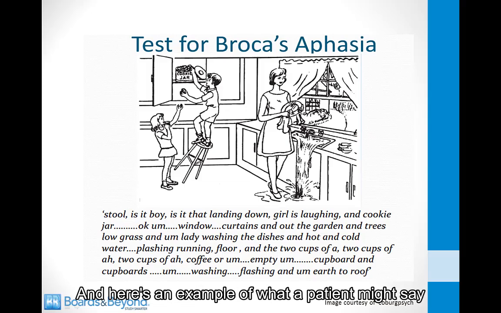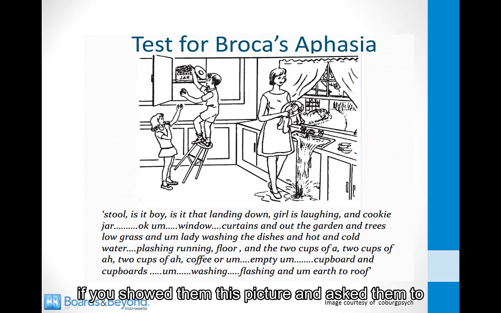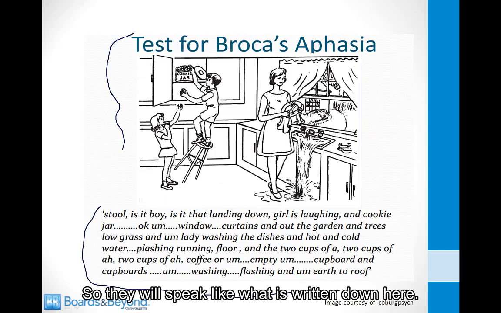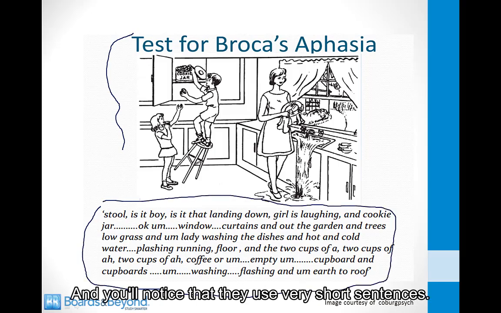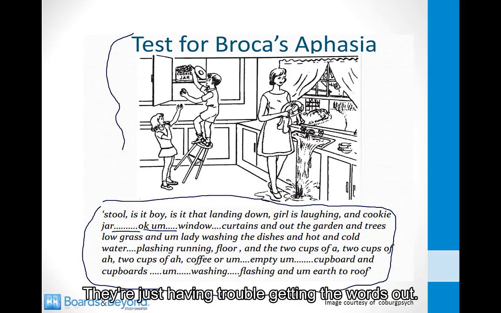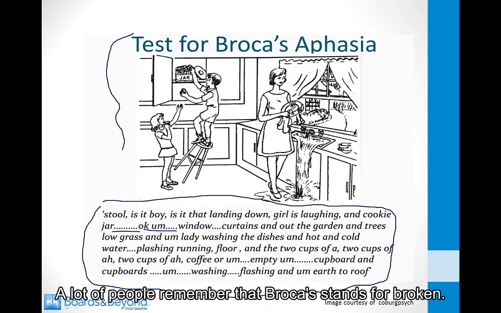And here's an example of what a patient might say if you showed them this picture and asked them to describe what they see, but they have a Broca's aphasia. So they will speak like what is written down here, and you'll notice that they use very short sentences. There are lots of stops and starts. You can see they say, okay, stool, is it boy, is it that landing down? They are just having trouble getting the words out, and that's Broca's aphasia. A lot of people remember that Broca's stands for broken.